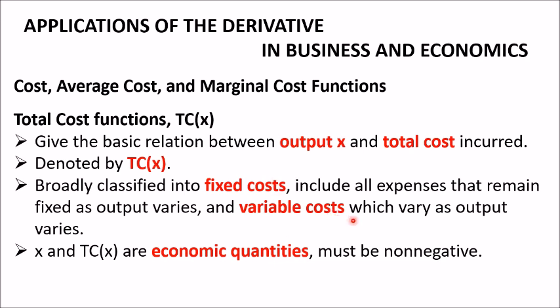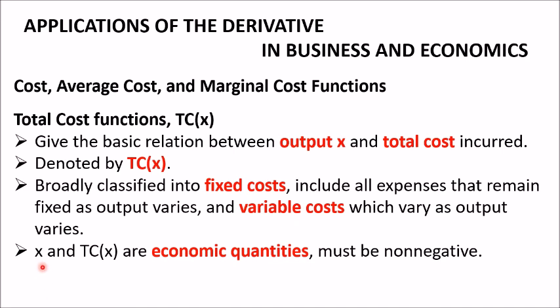Variable cost naman, ito yung mga cost that vary as output varies. So, pag nagdadagdag ka ng mga output or number ng products mo, yung variable cost will also vary. Example, yung mga cost of materials na gagamitin para sa product na yan. So, nagbabago yun, depende kung gaano kadami yung gagawin mo. The more na mas marami kang gagawing products, the more na mas tataas itong variable cost.